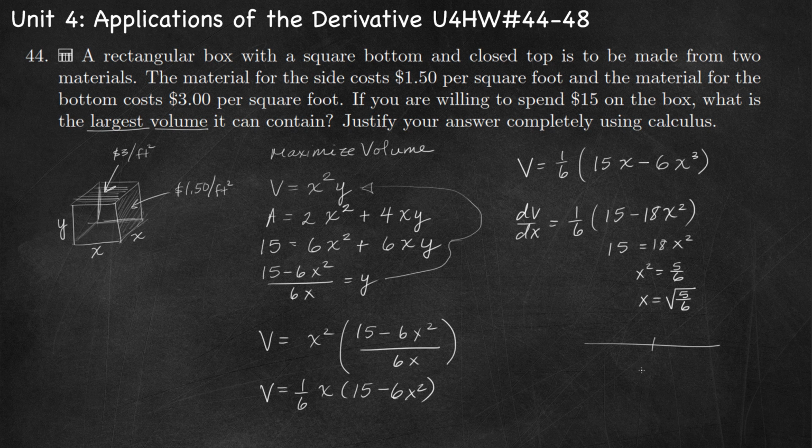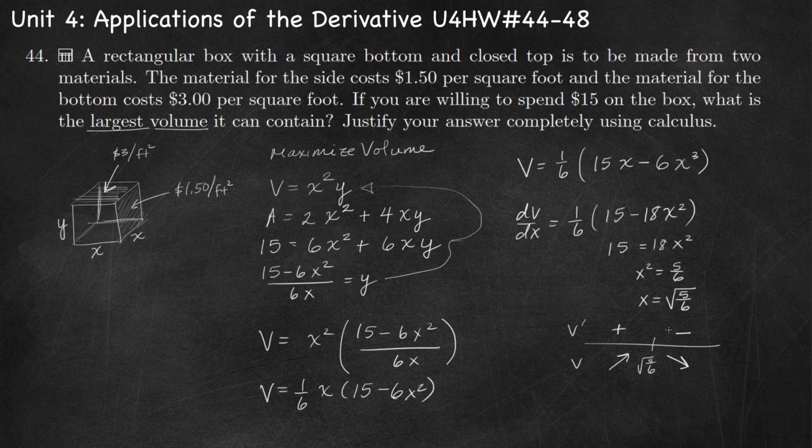If I put the square root of 5 over 6 on a number line, then check the sign of V prime around that value, we can use 1 as a value larger than the square root of 5 over 6. And putting 1 into my derivative equation is going to give me a negative derivative. If I use 0 in my derivative equation, I get a positive. So V is increasing to that point and then decreasing. So it is in fact a relative maximum, and that is our absolute maximum.